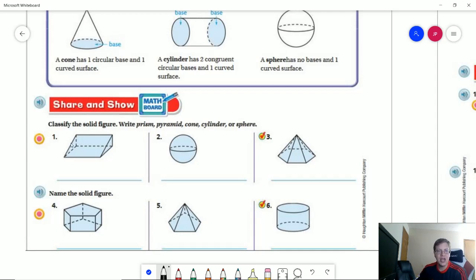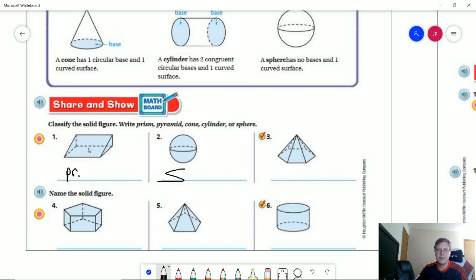So for this one, I'm not going to have a shape that would classify it. We could maybe almost say that it would be a pyramid, but it doesn't really work as well. I would say that this one would be a prism, so it would be a rectangular prism. Our next one is going to be a sphere. This is going to be a pyramid.